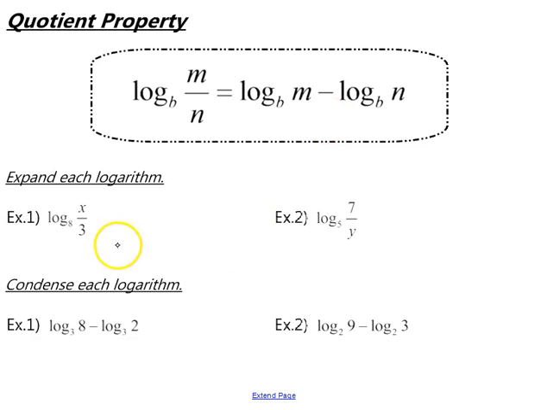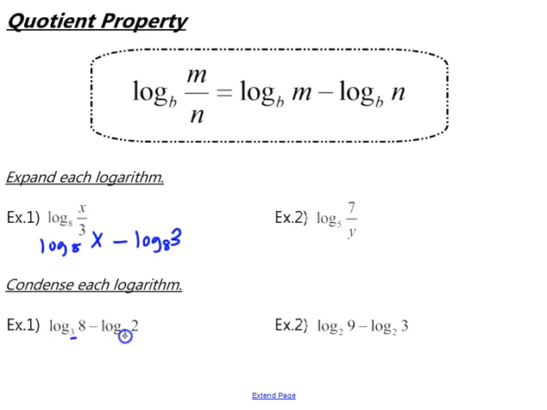So let's go ahead and work an example on expanding. We're going to take log base 8, and remember the numerator comes first, of x, minus log base 8 of the denominator, 3. And then let's work one example condensing.